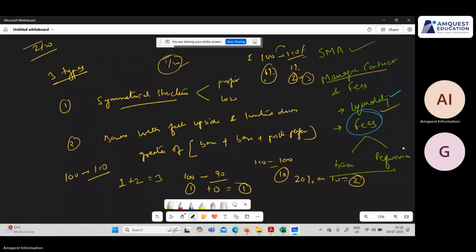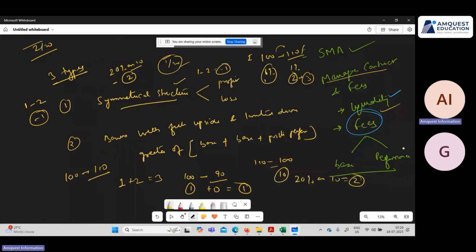In the first case, he got 1 rupee, but then he had to give 2 rupees. So he effectively gave 1 rupee. When I said it's a symmetrical structure, he gets 1 rupee as the management fee, but 20% on 10, which is 2 rupees, is a loss. So effectively it is 1 minus 2, which is minus 1.